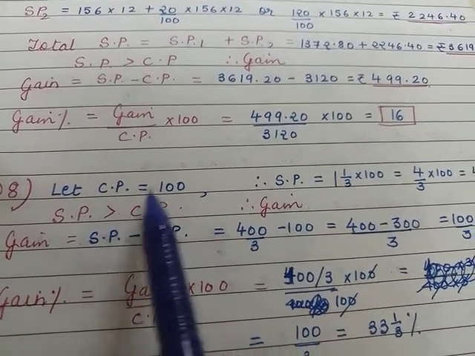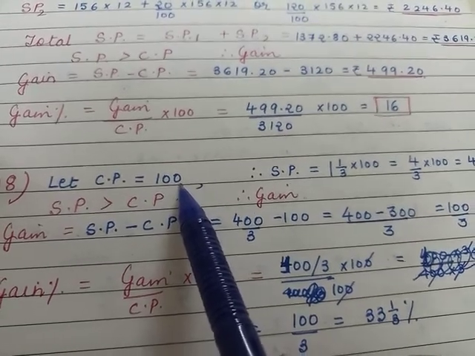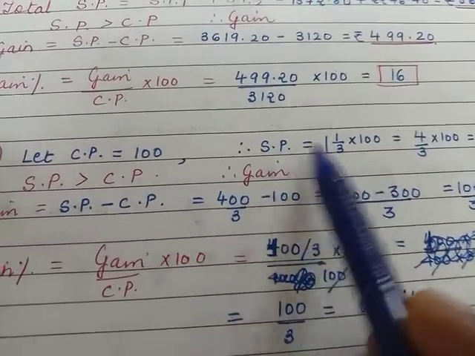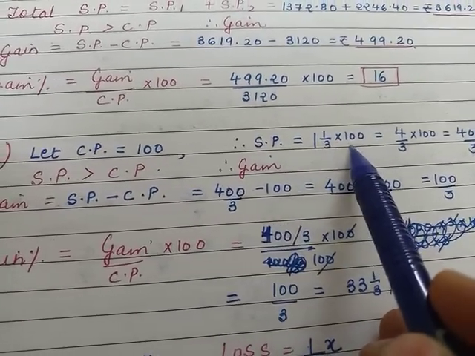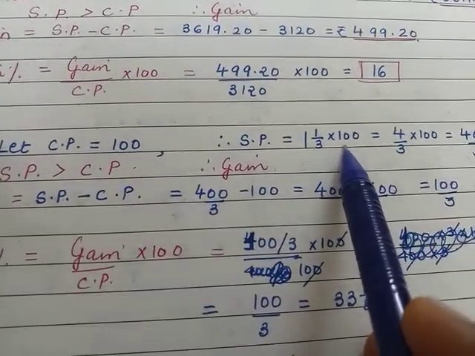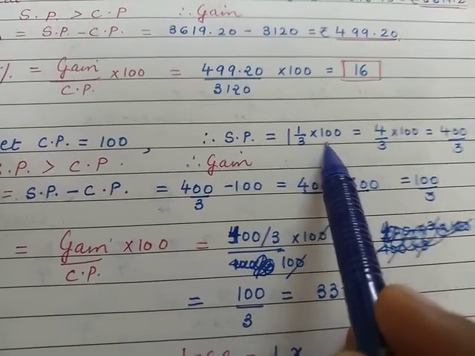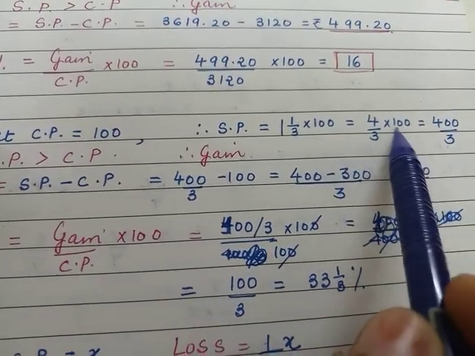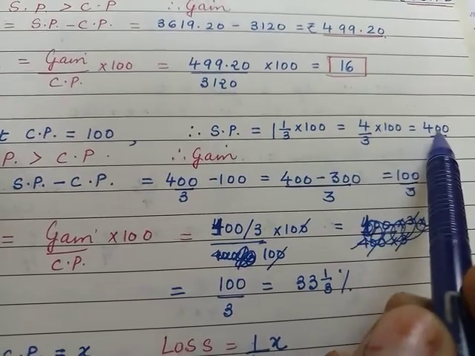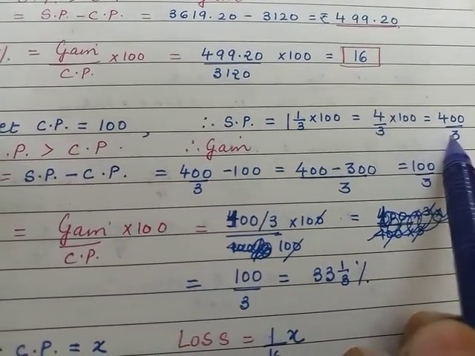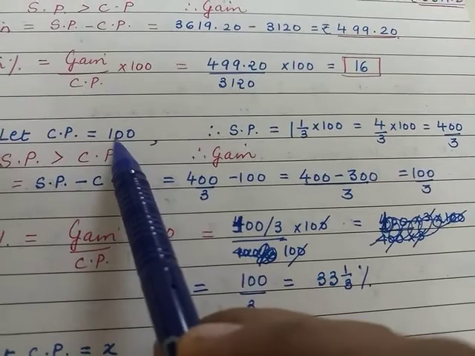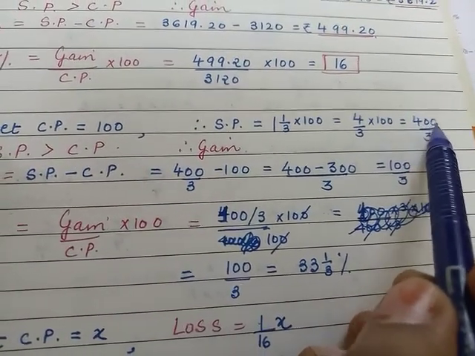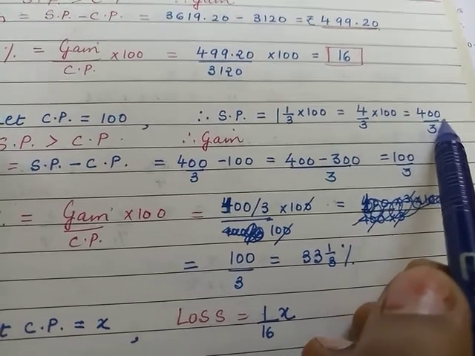I let that cost price be, not x, it is 100. Selling price is 1/3 more than cost price. As cost price is 100, it becomes 100 plus 1/3 into 100, that is 4/3 into 100. That becomes 400/3. So 100 and 400/3. 400 divided by 3 means the answer is going to be greater than 100.